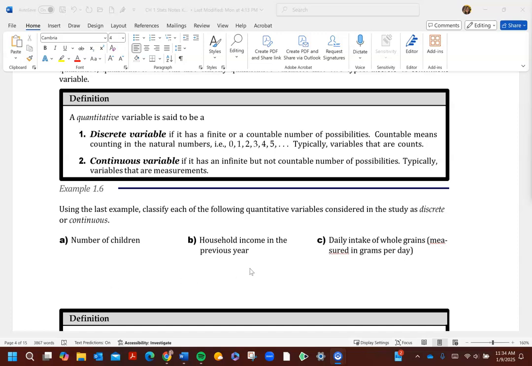Household income in the previous year. How would you think about that one? And daily intake of whole grains measured in grams per day. Think about that one, go ahead and write your answers down, and then I'll fill it in as well. So pause the video and do that. Okay, so here's the answers to the rest of them. Household income would be continuous, and intake of grams is continuous also.